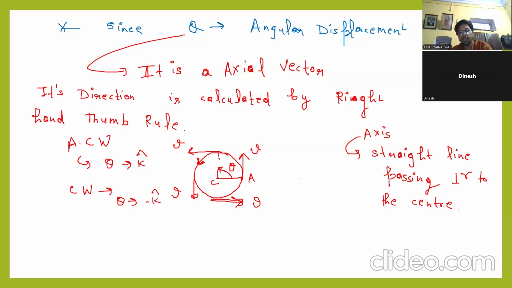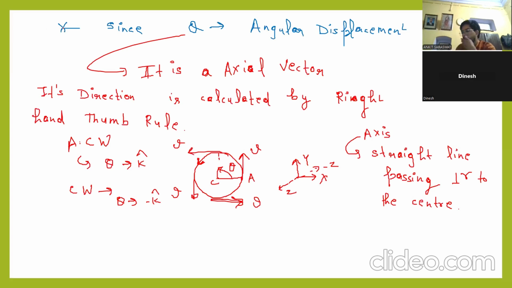If you take this as x, this is y, then perpendicular to this is z, and the other side is minus z. Clear? So direction matters: theta is an axial vector, the angular displacement. Displacement in terms of angle. Clear? Any doubt?